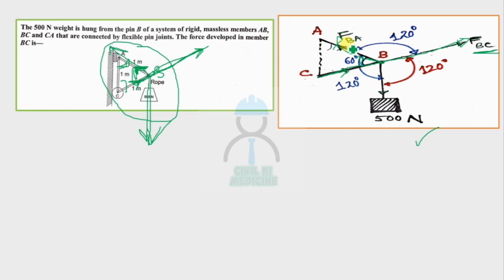Therefore the angle of force BA with this line is 60 degree. The angle between the 500 Newton load and the force BA will be this one, 60, and this angle will also be 60. 60 plus 60, 120 degree. Therefore the angle between force BA and the load is 120 degree. The angle between force BA and force BC will also be 120 degree. Similarly, the angle between force BC and the load will be 120 degree. Okay, so it is clear.